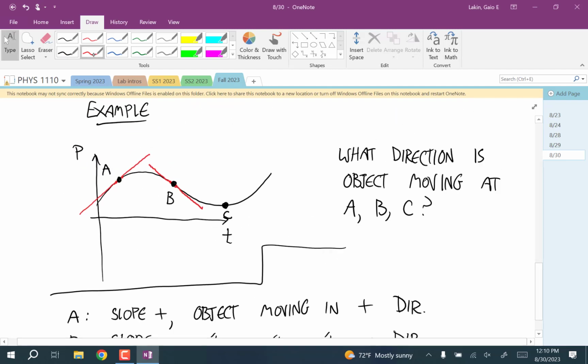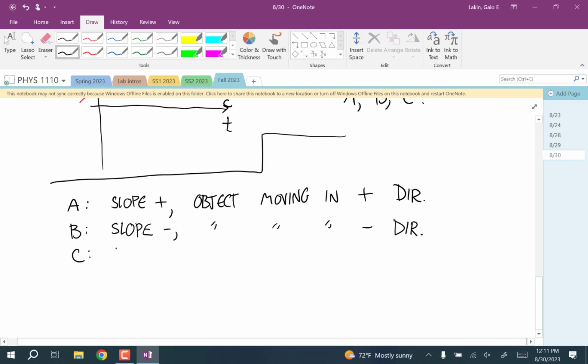And then the last one at this point C, draw the 2 nearby points, draw the line through them. Does that line have a positive, 0, or negative slope? 0. And so the slope is 0, and that means that the object is at rest at that instant.